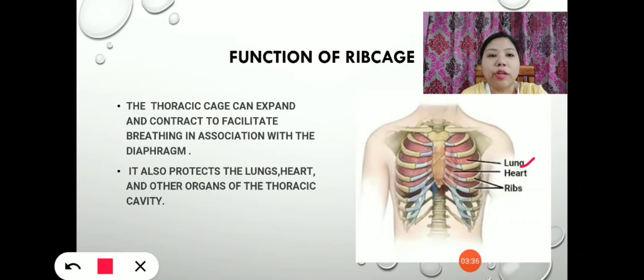The main function of the rib cage is to protect the delicate organs present inside it, called the lungs, heart and other organs of the thoracic cavity.